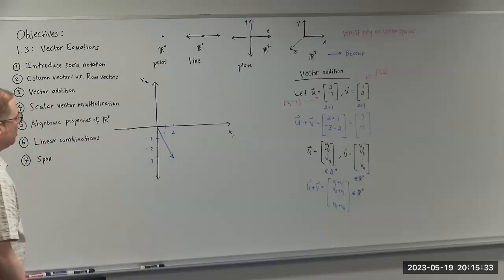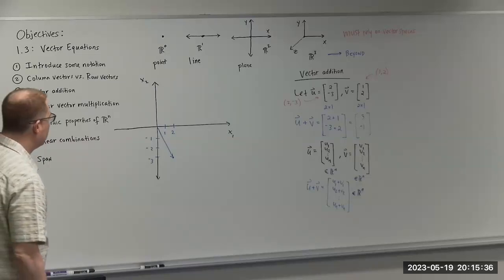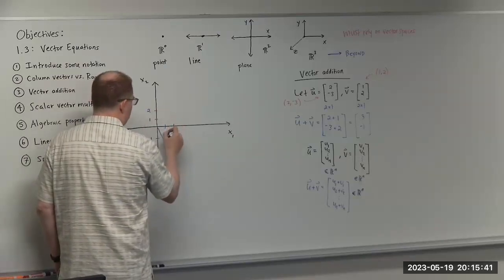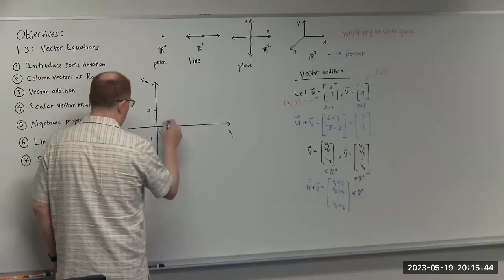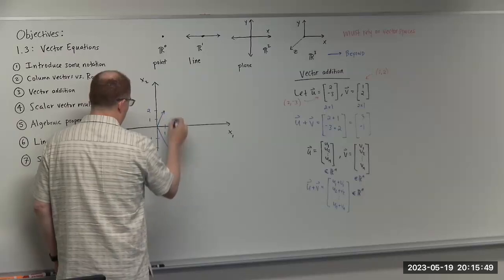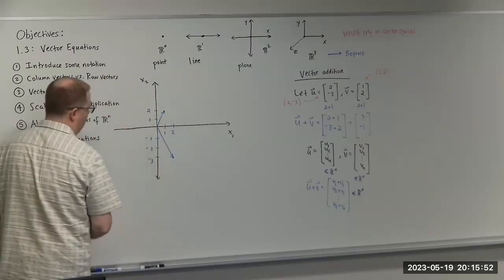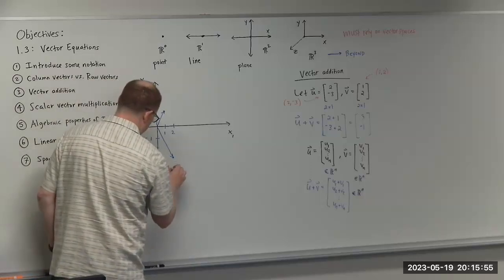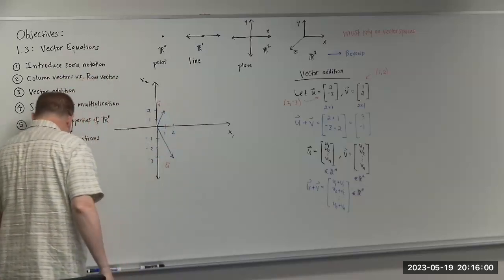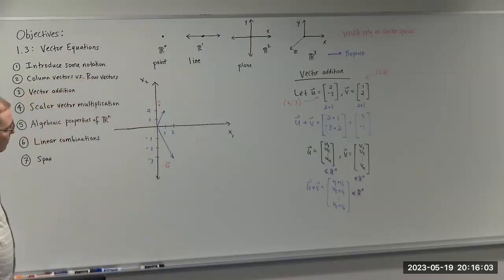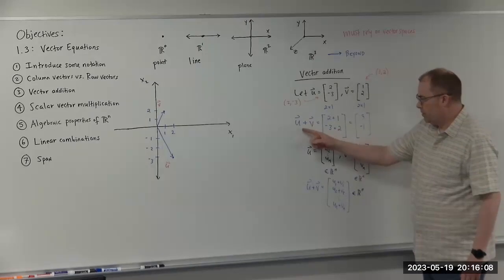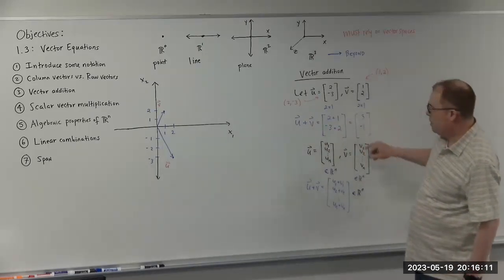Now let's draw the other one. We have 1 and 2. So here's 1, and then we go up 2. So I'm going to label these. We're going to call this u, and this one we said was v. Now let's plot the vector which is the result of u plus v. So that's 3, -1.